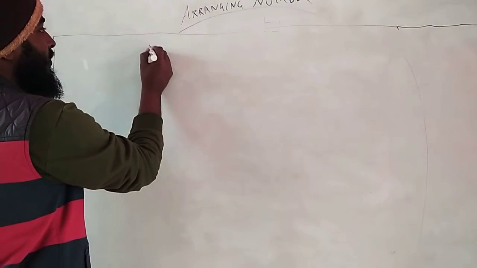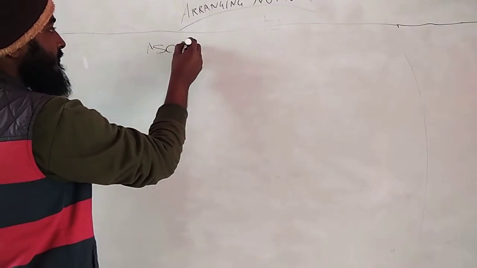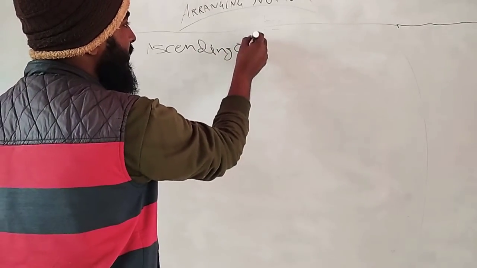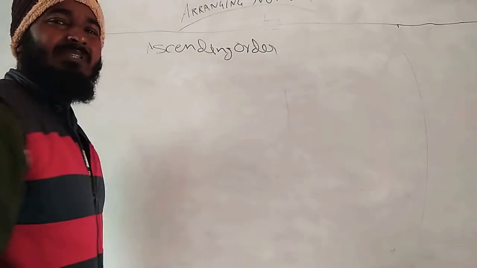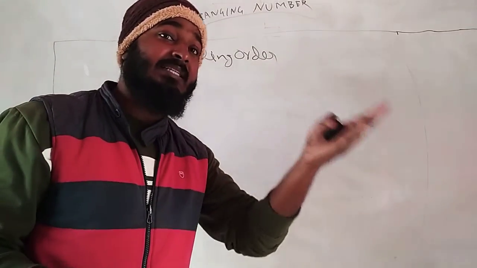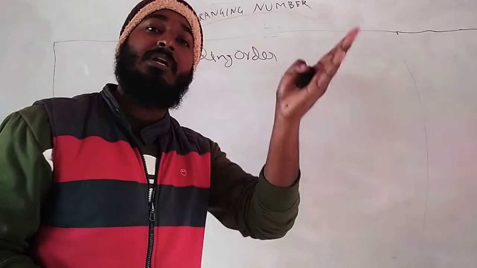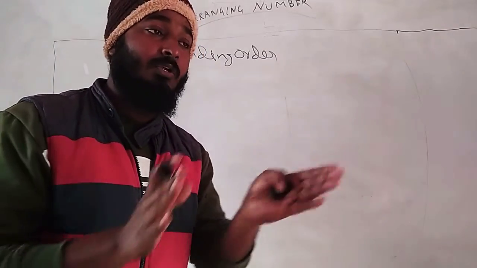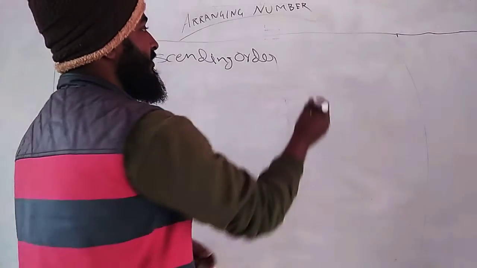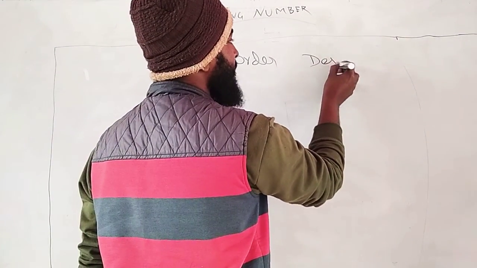So, ascending order. You don't have to remember it the hard way. You used to forget whether ascending was from small to greater or descending was from small to greater. To avoid this glitch, we will use a logic. What is the logic here? Descending order.